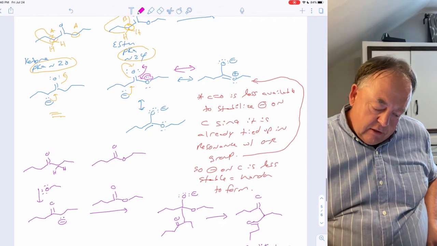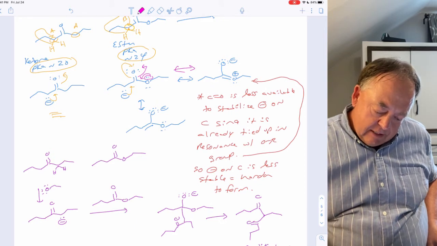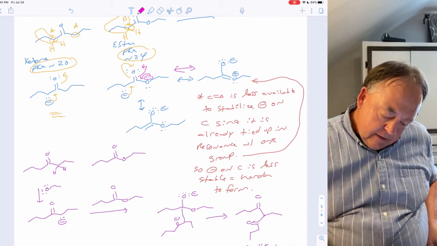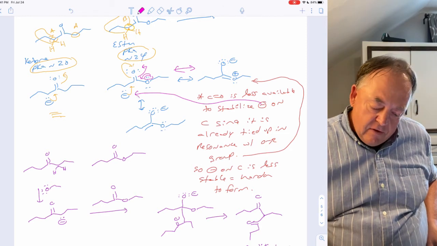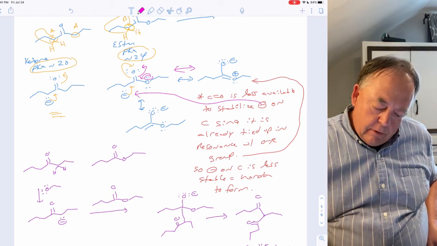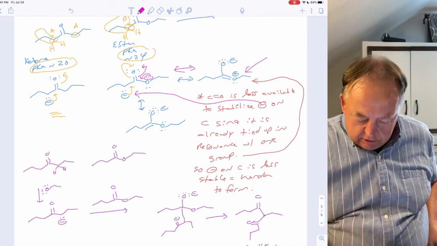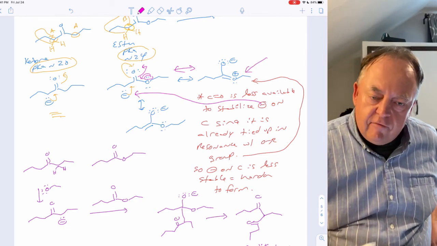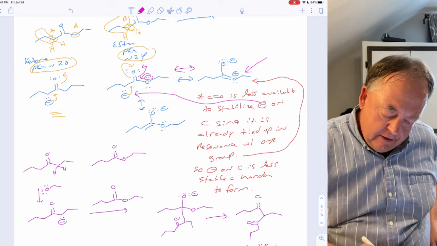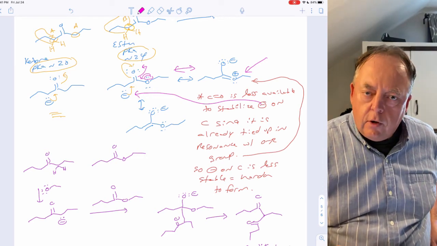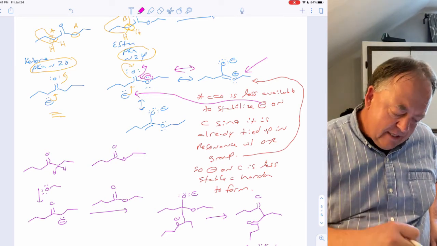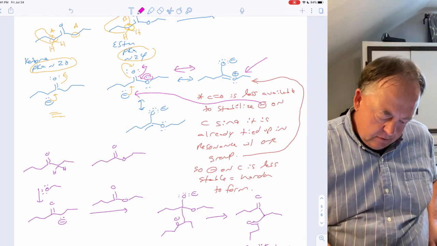So the significance is that the C double bond O is less available to stabilize that negative because the carbon-oxygen double bond is already tied up in resonance with oxygen. And so the carbon-oxygen double bond is less available to help stabilize the enolate. So therefore it's less stable and harder to make. So the ketone is more acidic than the ester, right?